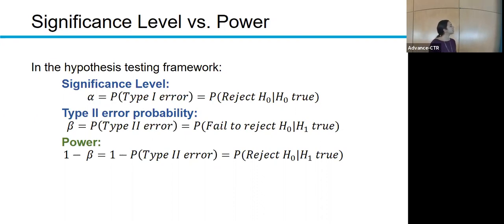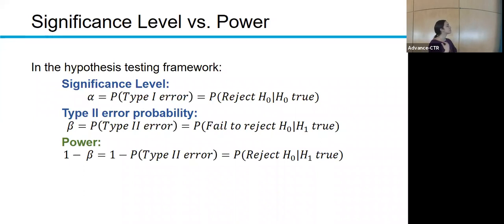The reason why type 2 error probabilities are also somewhat of a concern for individuals conducting hypothesis tests is because they're very closely related to power. So power, if we let type 2 errors be beta, power is just going to be 1 minus beta. And the power of a hypothesis test is the probability of rejecting the null, given that you know that the alternative is true.